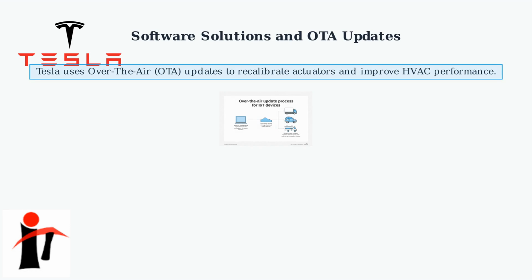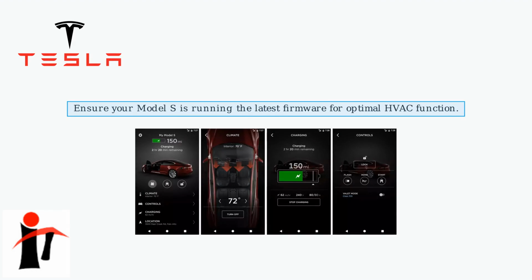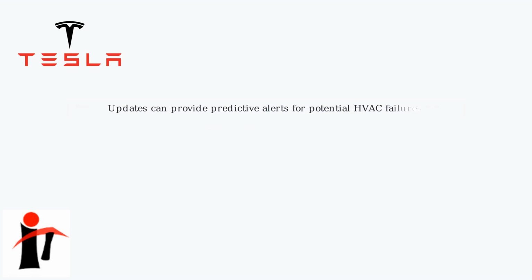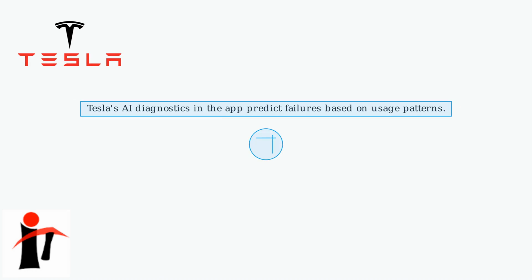Tesla increasingly uses over-the-air updates to recalibrate actuators and improve HVAC system performance. These updates can fix minor glitches that affect heating and cooling. Always ensure your Model S is running the latest firmware. Check the Tesla app or vehicle software to install available updates. These updates often include predictive alerts that warn you about potential failures before they occur, allowing proactive maintenance. Tesla's AI diagnostics, integrated into the mobile app, analyze your driving patterns to predict potential HVAC issues, helping you address problems before they become major.